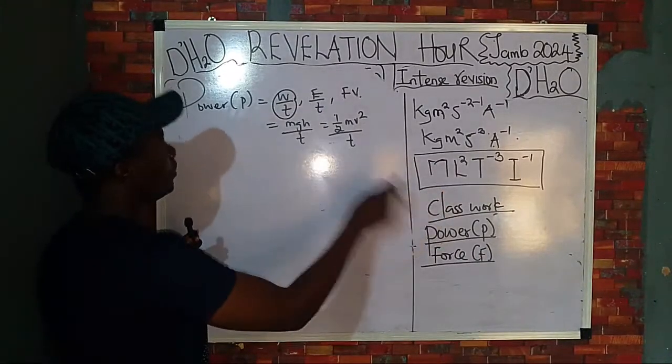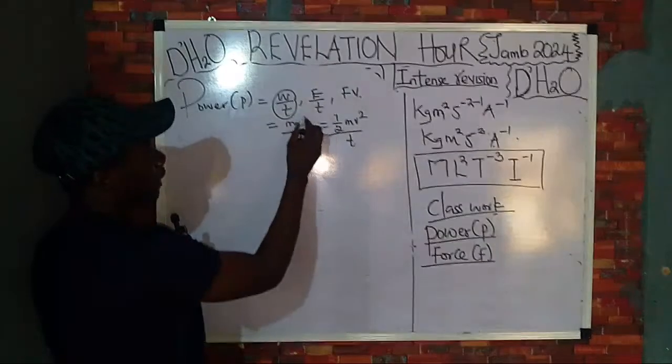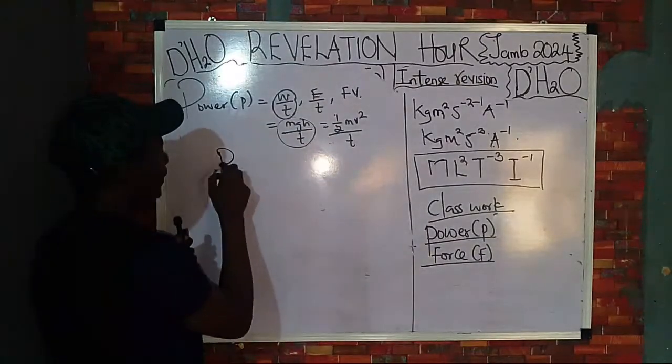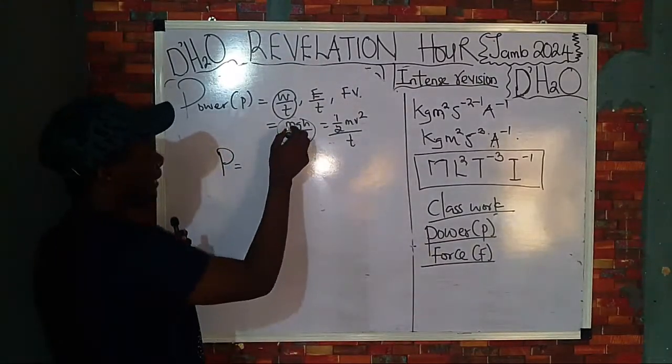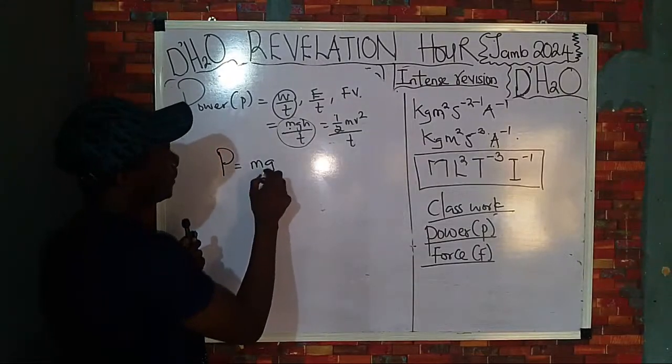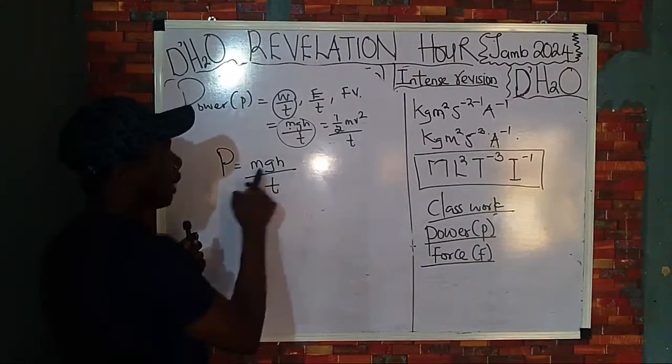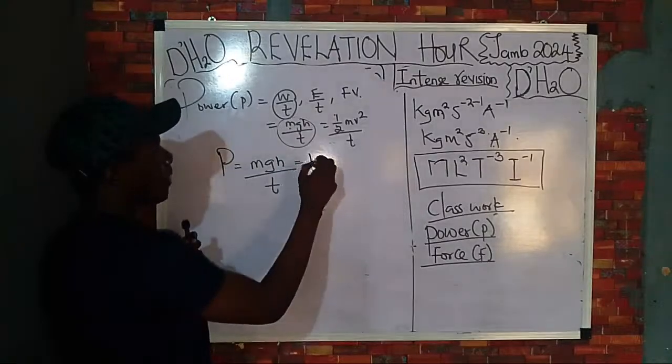You can use any of them. If you're using this one, remember, or we can use this either. Power is equal, let's work with this. Mass times gravity times height over time. You can work with this. What is mass? Mass is measured in kilogram.